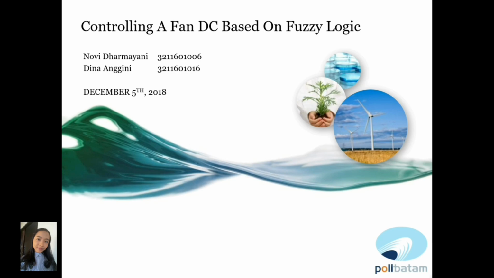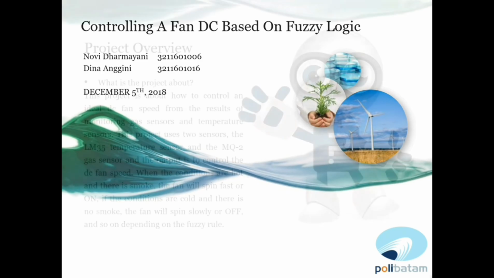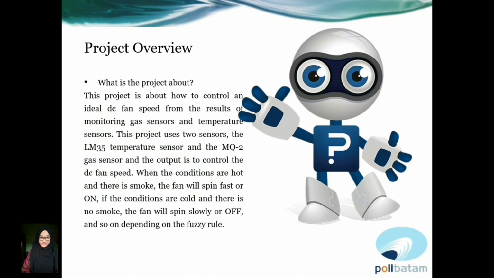Today we are going to present our project for a requirement of our final exam on Artificial Intelligence courses. The title of our project is Controlling a DC Fan based on Fuzzy Logic. First, I'm going to explain what the project is about.